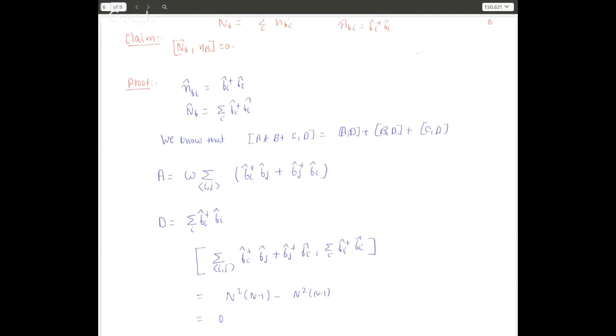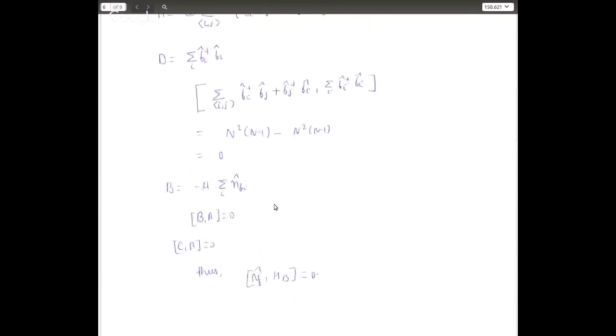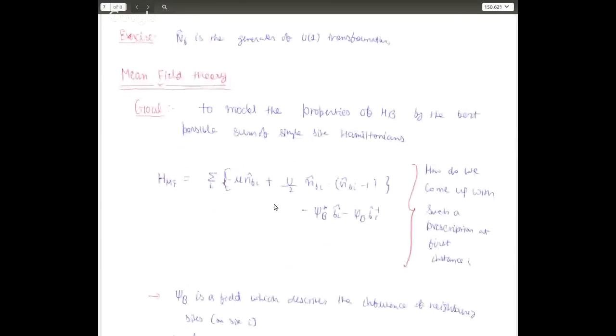In quantum mechanics, we say that if the commutator of a quantity with the Hamiltonian is 0, then that quantity is conserved. So here the number operator, the total number of bosons in the sample, is conserved. Given that, we can do something called mean field theory with this Hamiltonian.